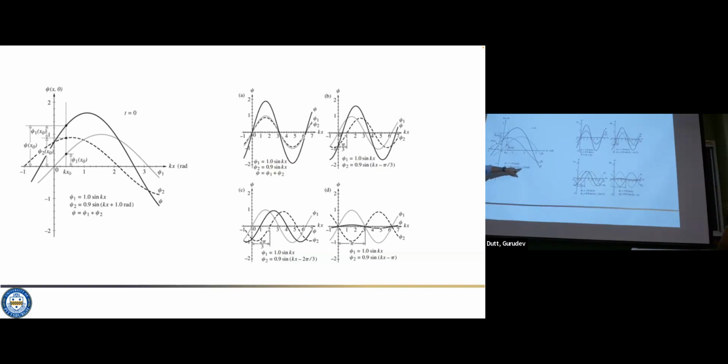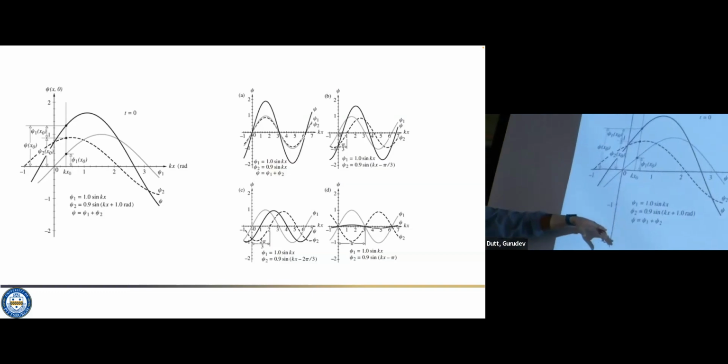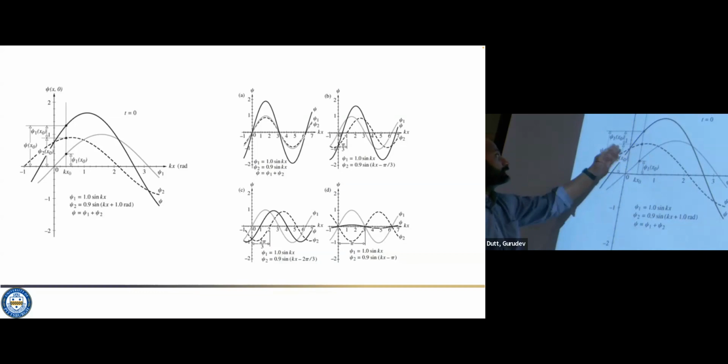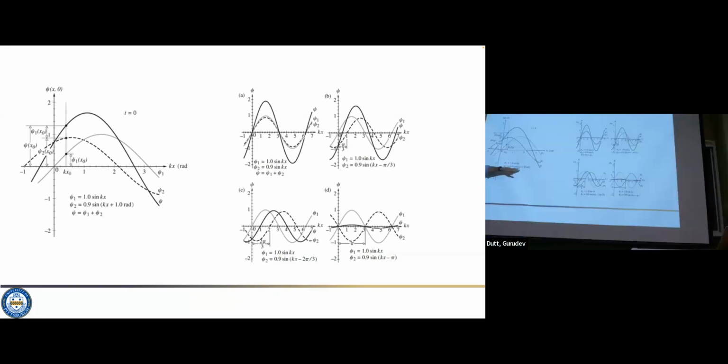Well, psi2 has a value kx plus 1.0 radians. I'm just adding some phase shift. Well, when you add a phase shift phi, that means x must go backward to have the same value for phase phi, right? Because that's an additional phase, so x must be smaller to have the same value.